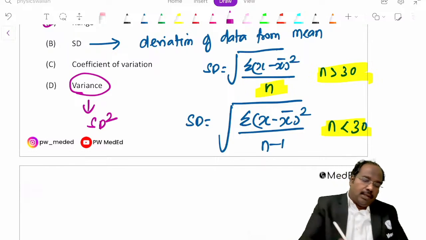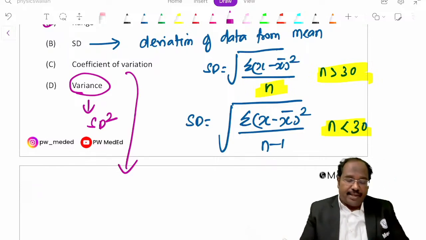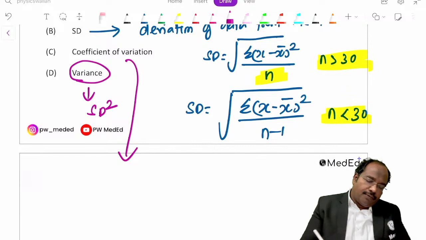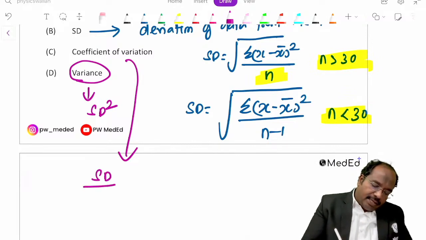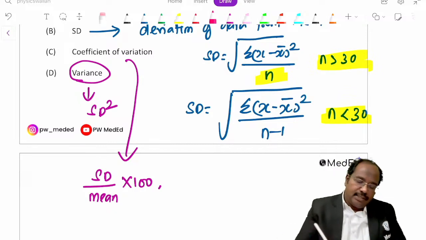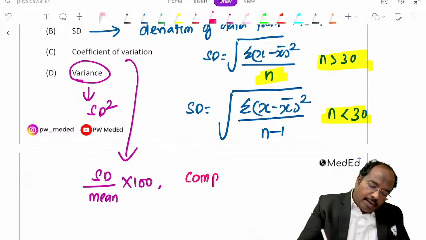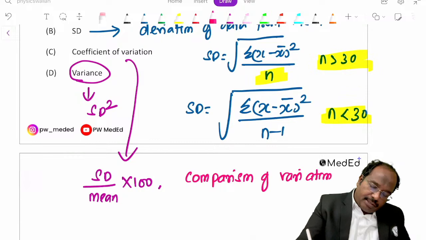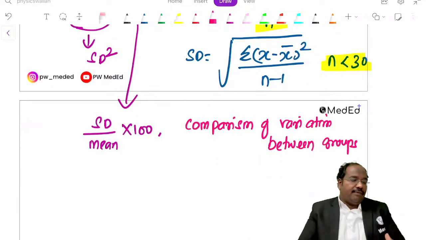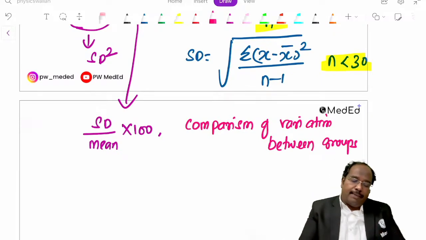The fourth one, coefficient of variance. This is a measure of dispersion. Recently a question was also asked in the INI exam. The formula for coefficient of variance is SD by mean multiplied by 100. This coefficient of variance is used for comparison of variation between groups. Suppose I have two groups, and I want to check in which group there is more variation. For that purpose I can use it.